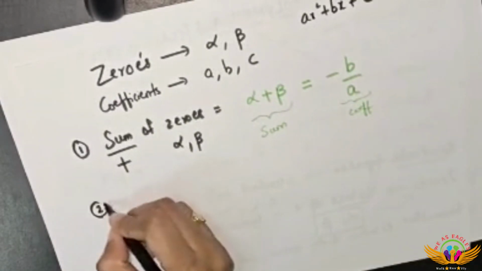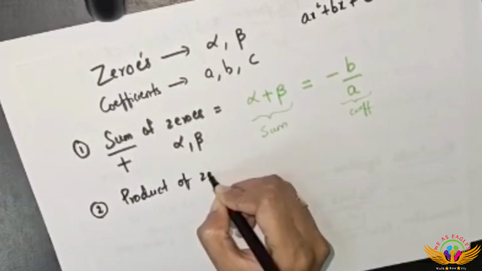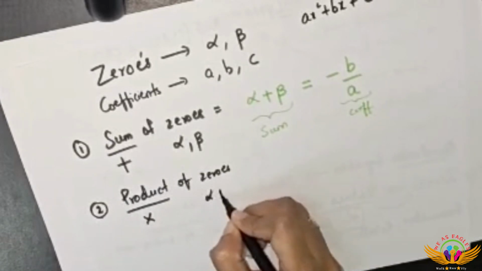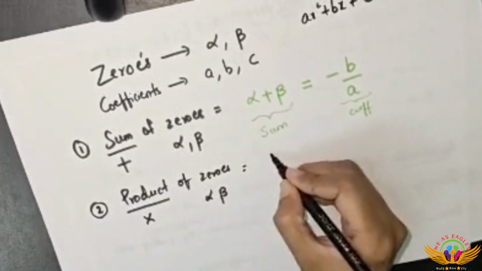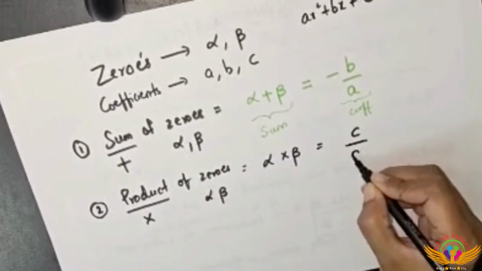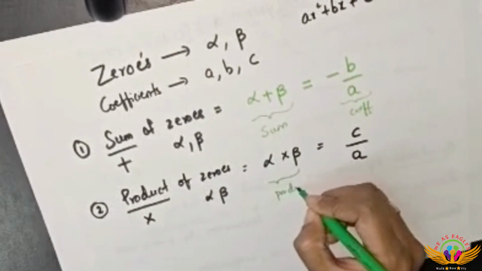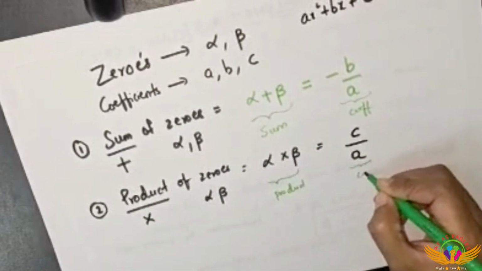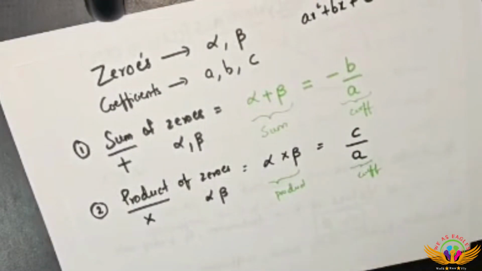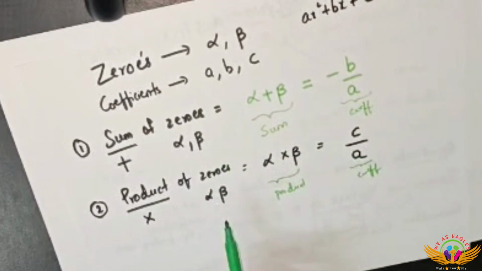And the second important formula is the product of zeros. What is the product? The product is nothing but multiplication, the product of alpha and beta. So alpha into beta is equal to c by a. Here it is called the product of zeros, and this c by a is in terms of the coefficients. These are the two important formulae that we mostly use in polynomials: sum of zeros and product of zeros.